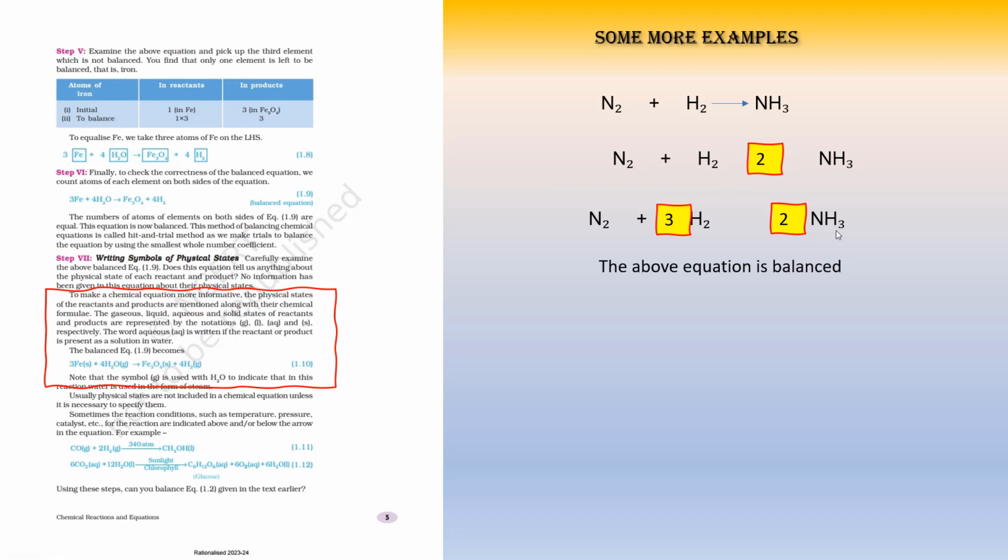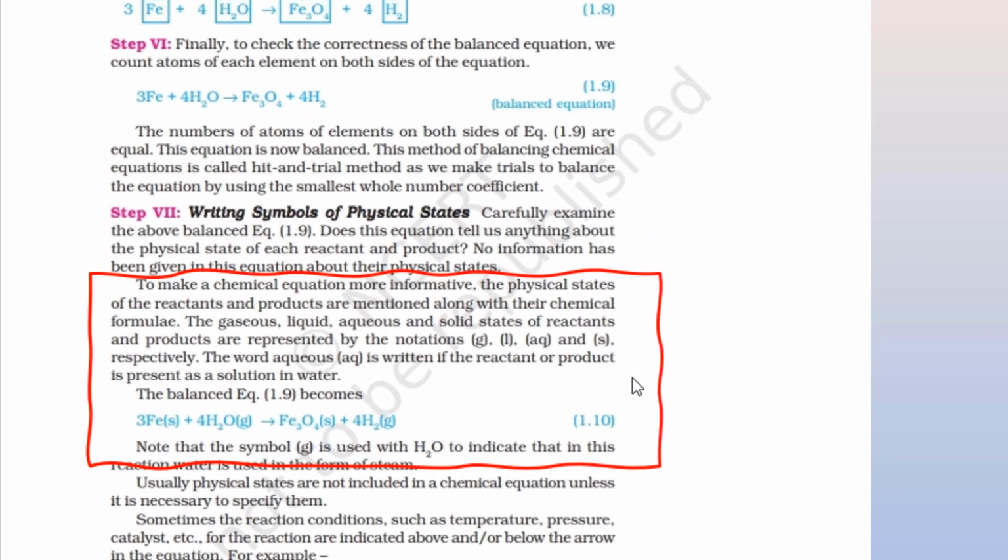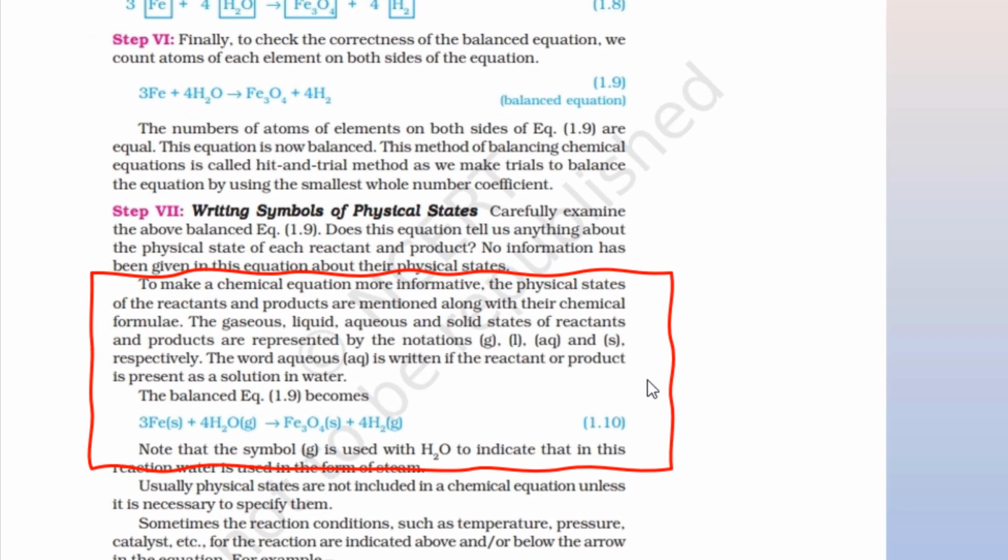Till now, we have been considering the equations just in the form of elements. But to make the chemical equations even more informative, the physical states of the reactants and the products must be mentioned along with the elements.